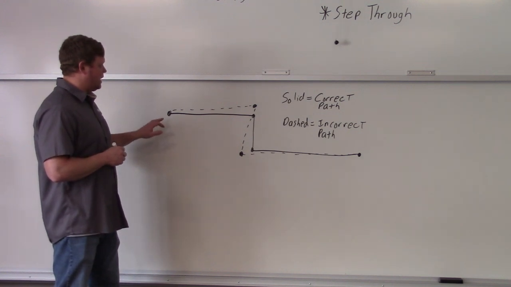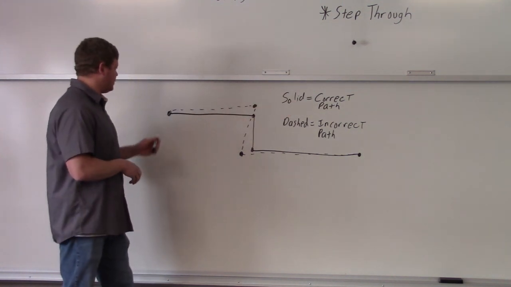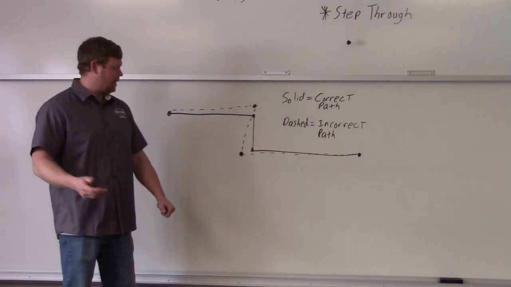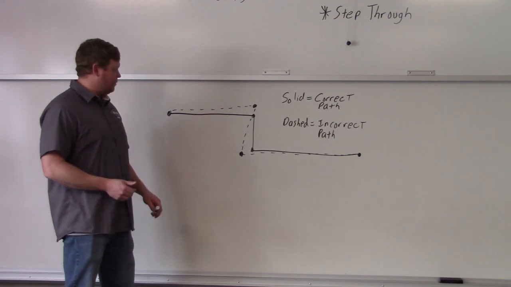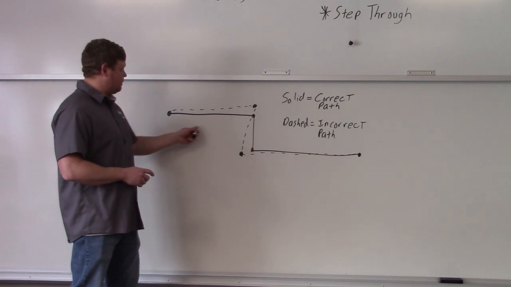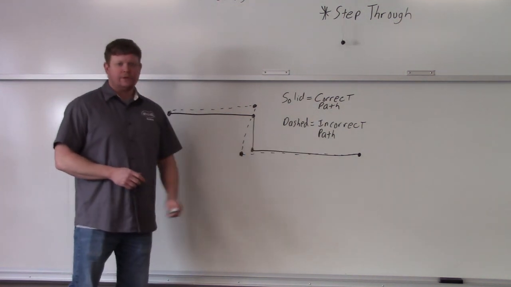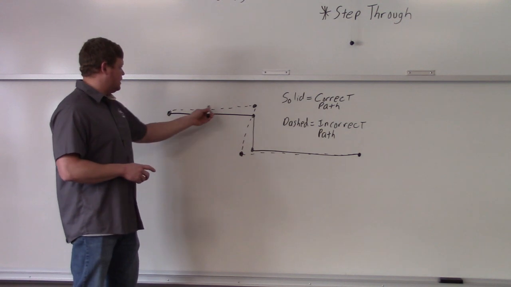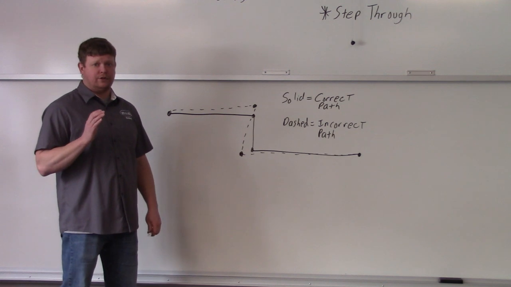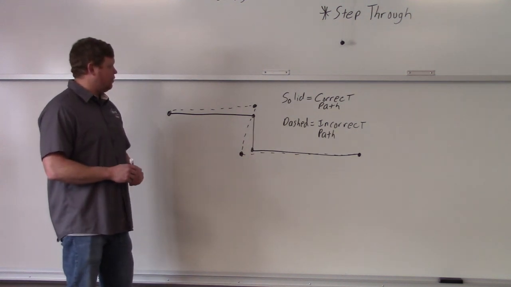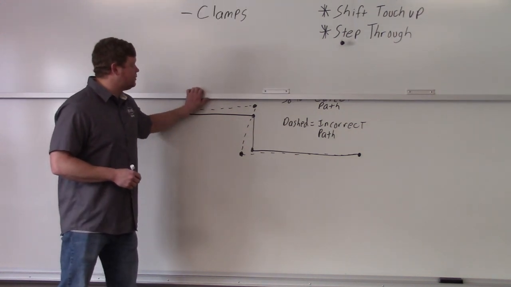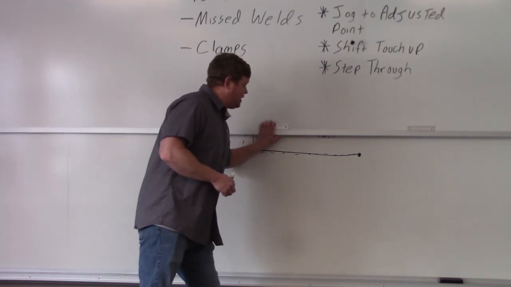So let's say, and you can see I've got solid correct path over here. The solid line is the path you want it to take for a weld, let's just say. I don't know why you'd do a weld like that, but that's what we're going to go with anyways. The dashed is the incorrect path. So you program it and you want it to follow that solid line. You step through the program and it goes where the dashed line is, okay? So you can see it's not following the solid line. In order to fix this, you're going to have to do some touch-ups. So let's go back down here, if I can get the board to work.